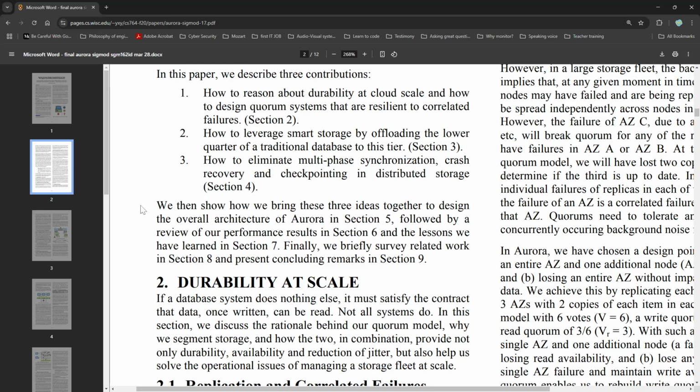We then show how we bring these three ideas together to design the overall architecture of Aurora in section 5, followed by a review of our performance results in section 6 and the lessons we've learned in section 7. Finally, we briefly survey related work in section 8 and present concluding remarks in section 9. End of section 1, Introduction.